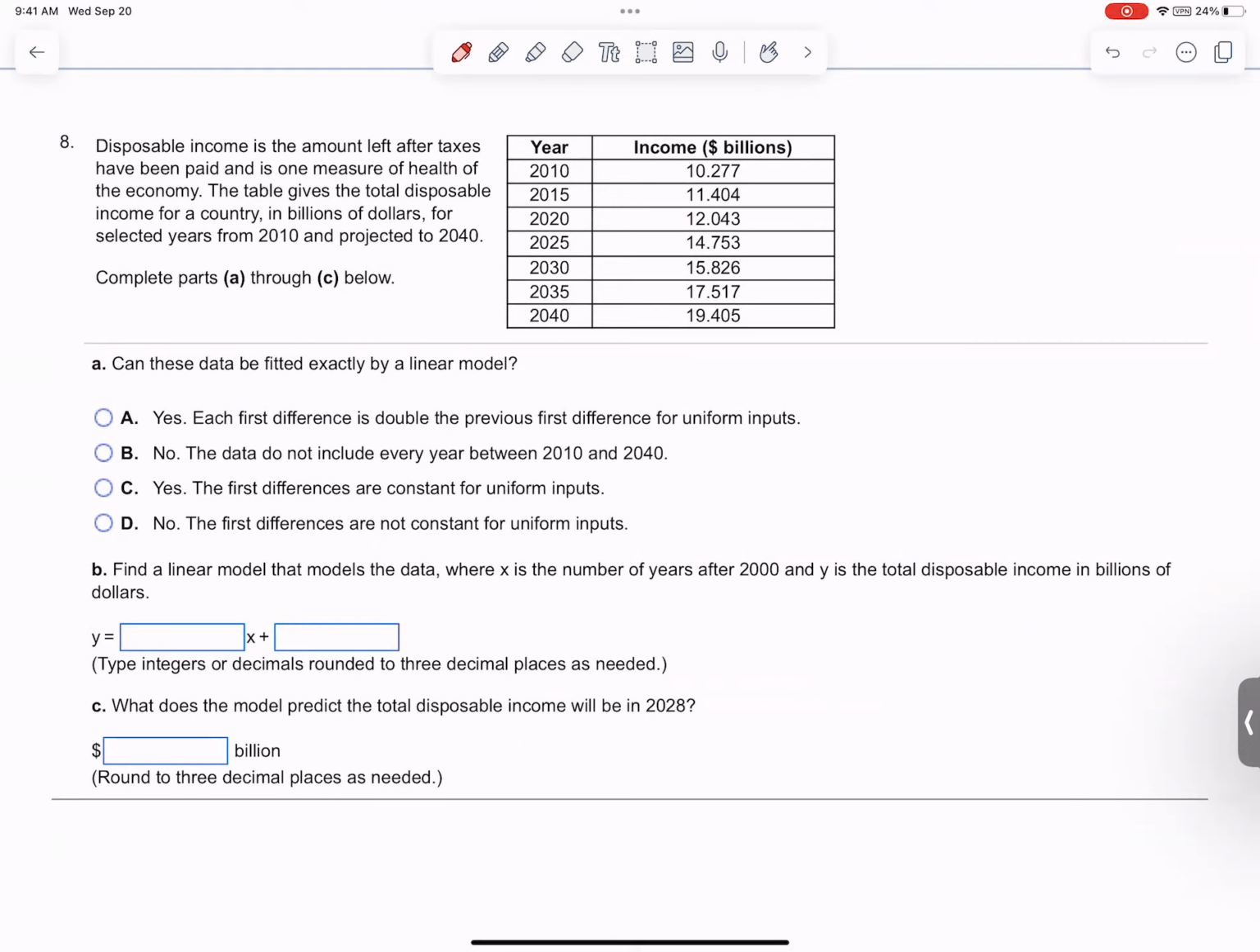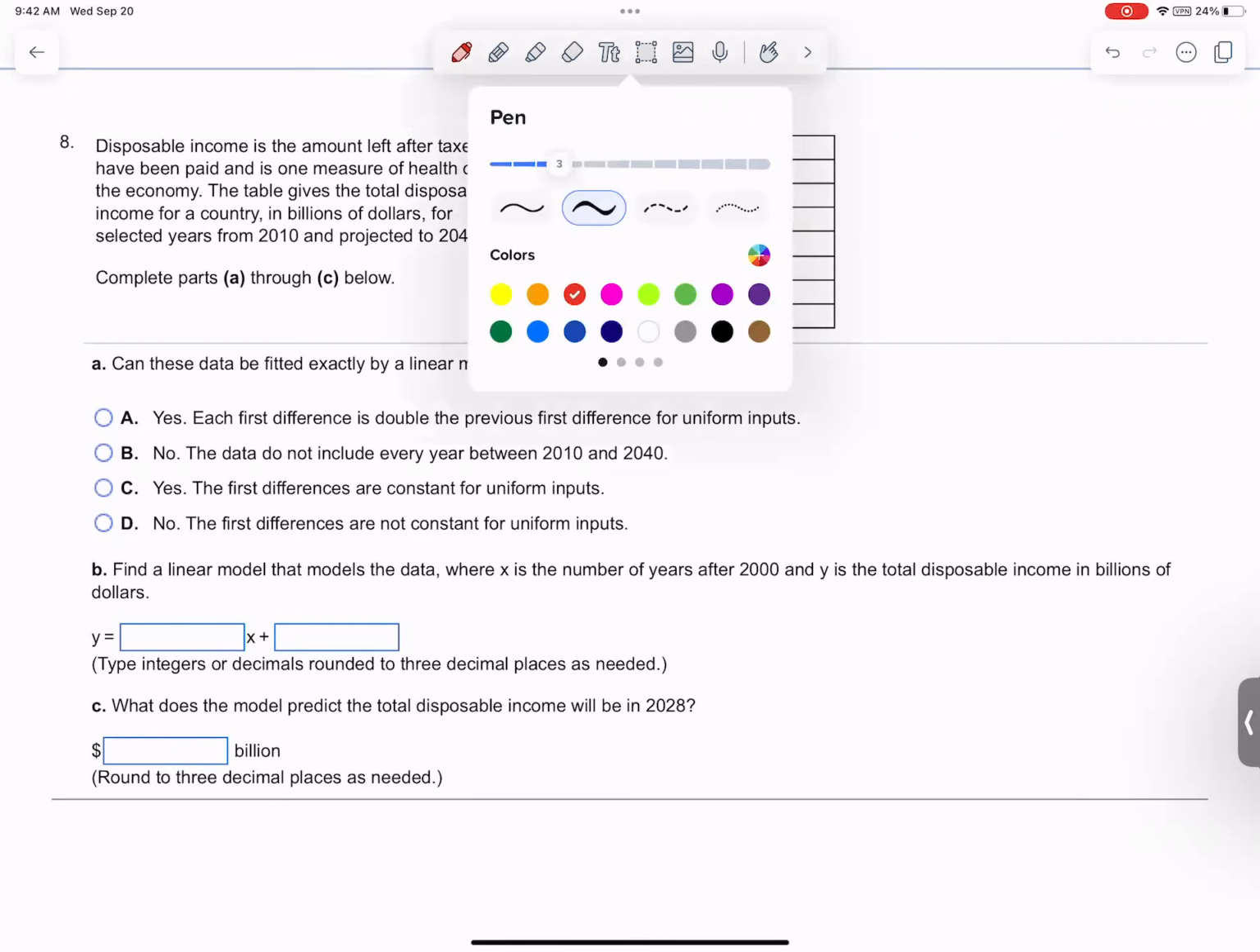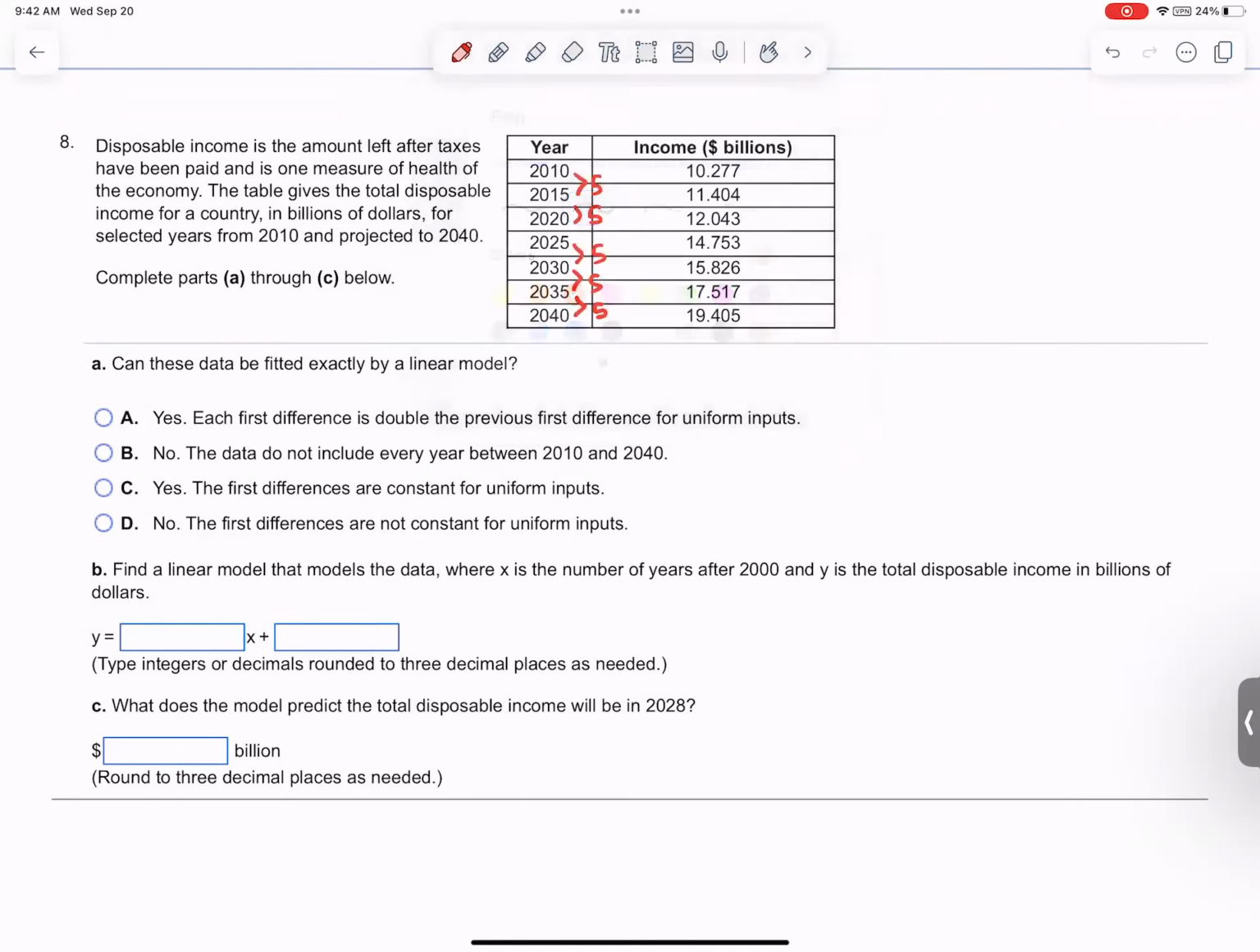Can these data be fitted exactly by a linear model? Well, looks like we have each year, the difference is 5. So we would have to have a proportional increase in the benefits. So we would need to see these to be constant. Are they constant?